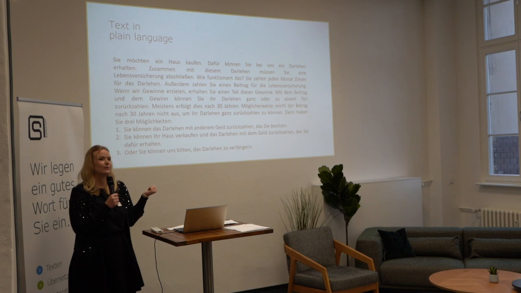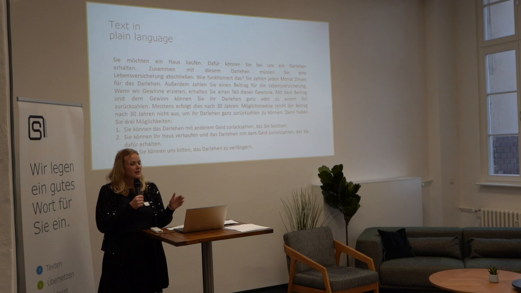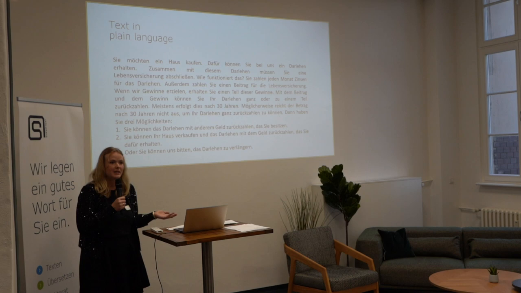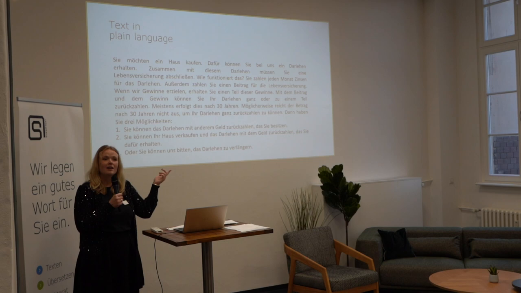This is how it could look. Just have a look at the first two sentences. Sie möchten ein Haus kaufen. Sie können bei uns ein Darlehen erhalten. Pretty straightforward. Everybody knows what the text is about. So if I want to buy a house and if I need a loan, then I know, oh yeah, this text is for me. I need to read on.